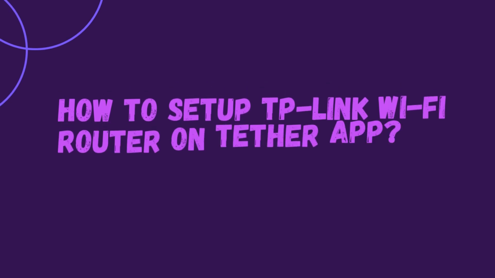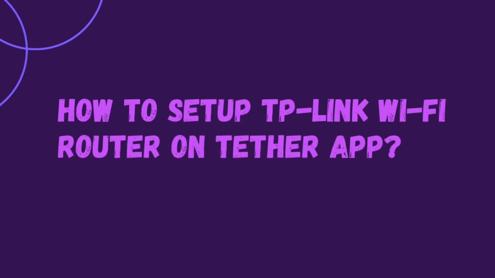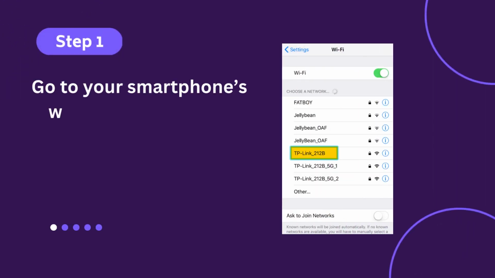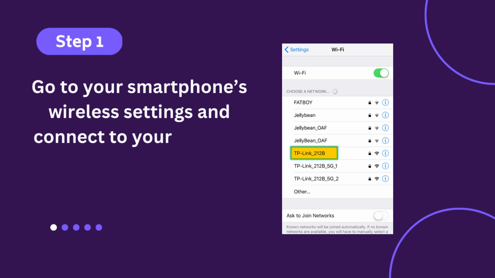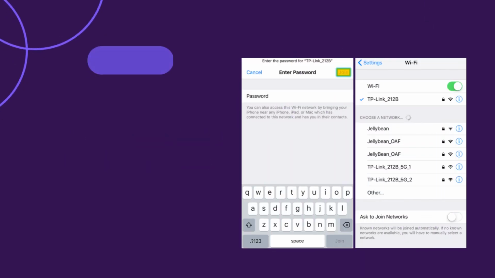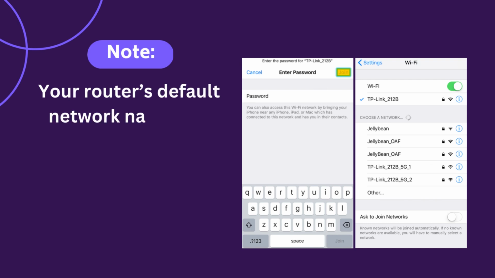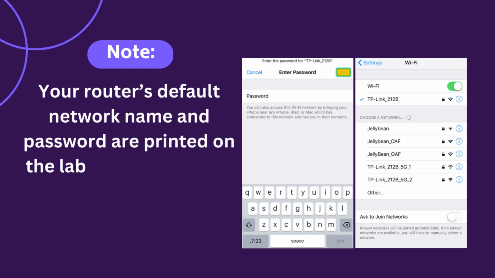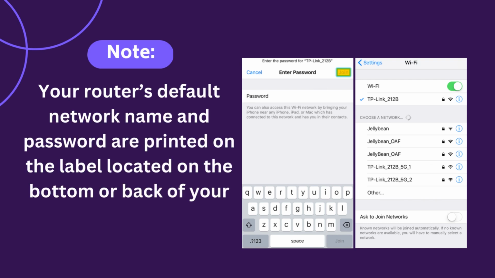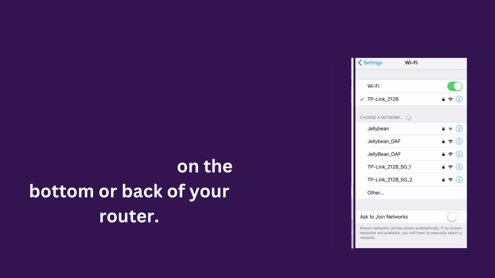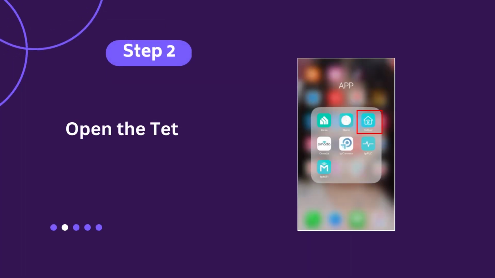How to set up TP-Link Wi-Fi router on Tether app. Step 1. Go to your smartphone's wireless settings and connect to your router's wireless network. Note: your router's default network name and password are printed on the label located on the bottom or back of your router. Step 2. Open the Tether app.